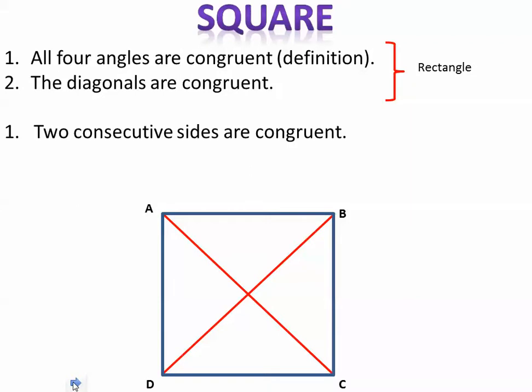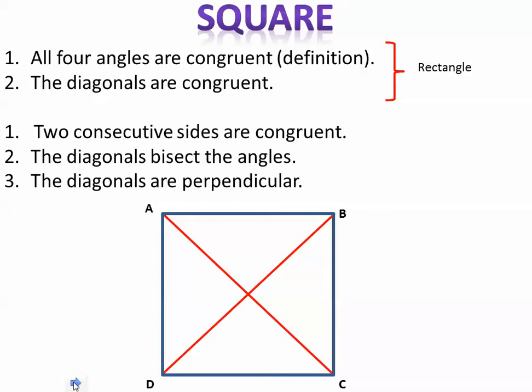And now watch this. Two consecutive sides are congruent. The diagonals bisect the angles, and the diagonals are perpendicular. Those are all properties of a rhombus. Okay, so here you've got a square. Remember, it's got all the properties of a parallelogram. So that means opposite sides are congruent and opposite sides are parallel.